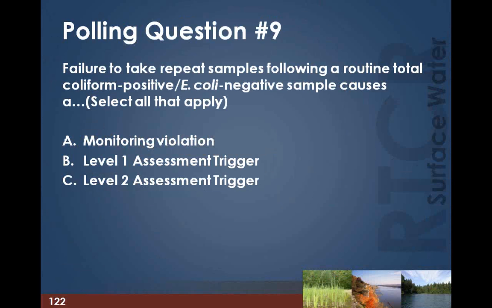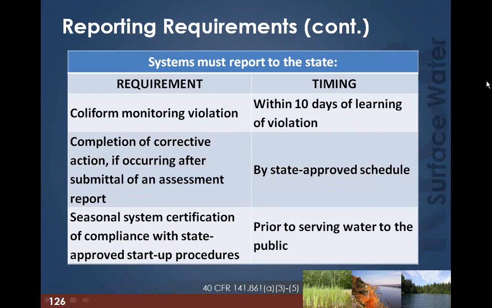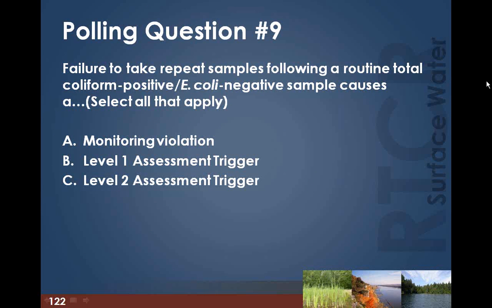So for our next polling question, we just want to hammer home certain concepts. So we want to make sure that you take a look at slide 119 as your guide there. For this example, we have a water system that has taken routine samples, and the routine sample is total coliform positive but E. coli negative. And this water system did not follow up with doing any of the repeat samples. So what type of violation or what occurs in this situation? I'm going to launch the poll so that you can weigh in on that.